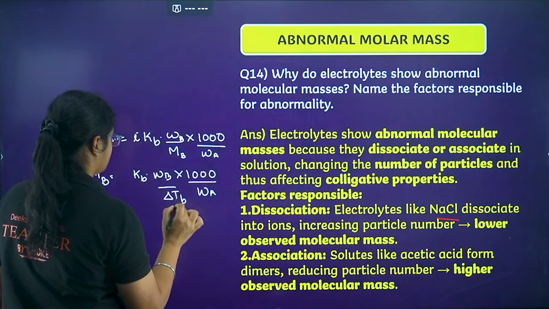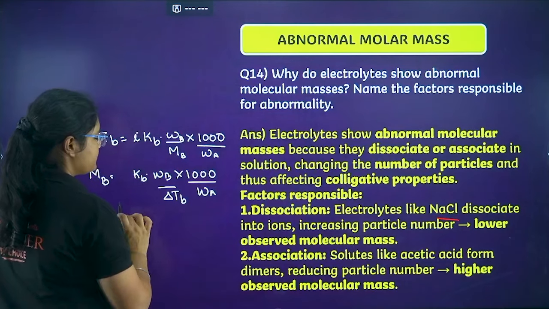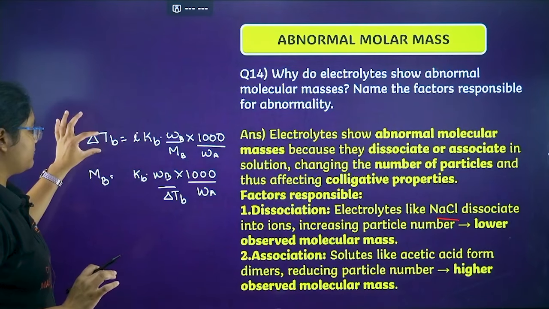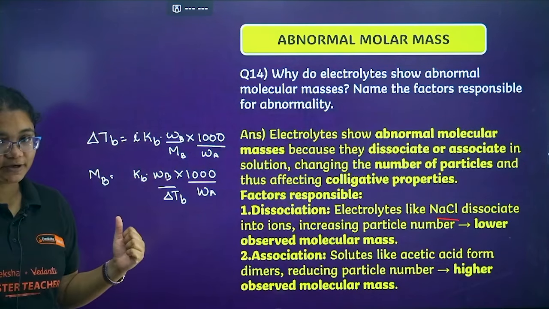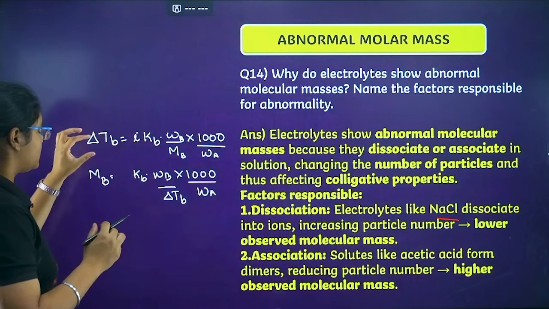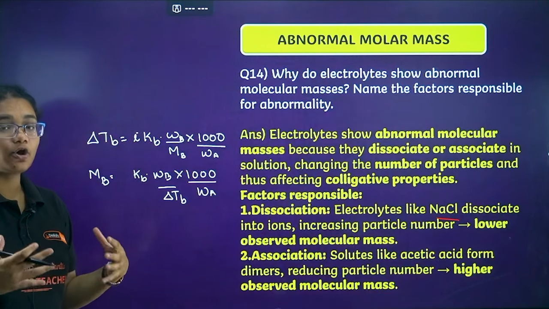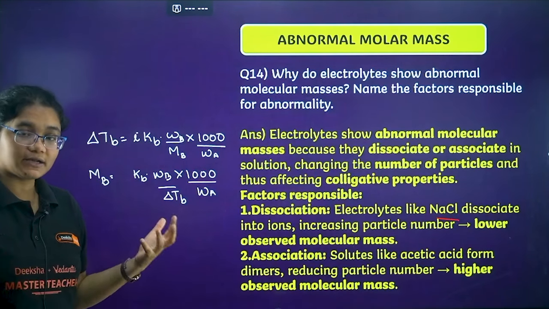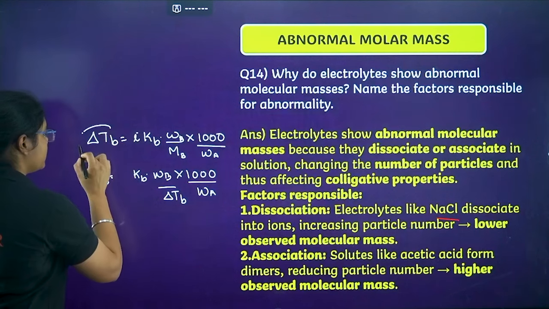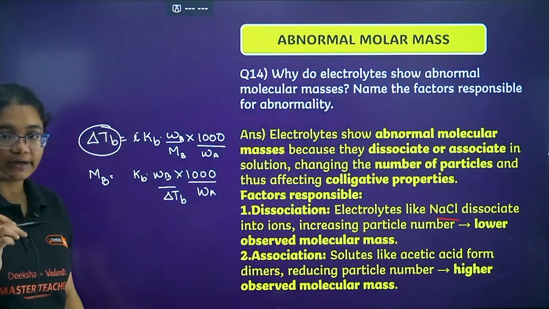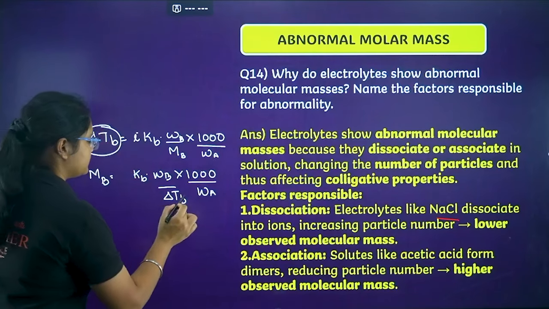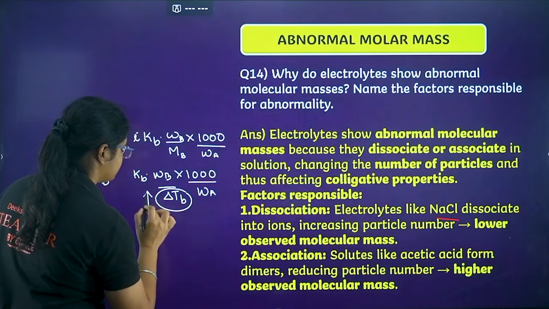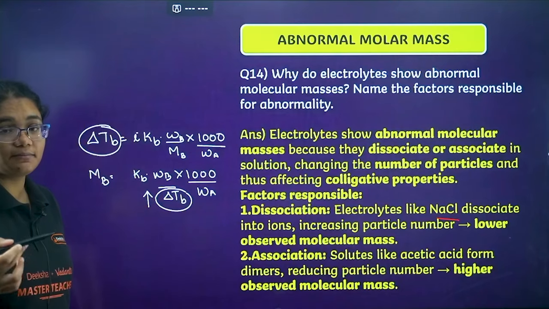Okay, now see, this is the formula. Now see, the colligative property depends on what? That depends on the number of particles produced. If it has undergone dissociation, the number of particles will be more. That means this colligative property which we have calculated will be more than the observed value. So this particular value has increased because of the increase in the number of particles.